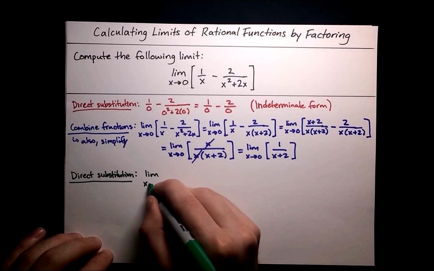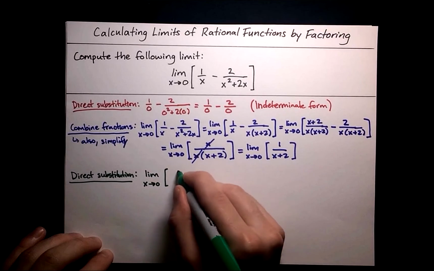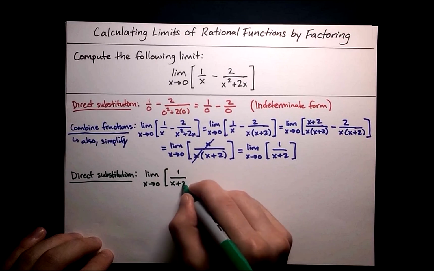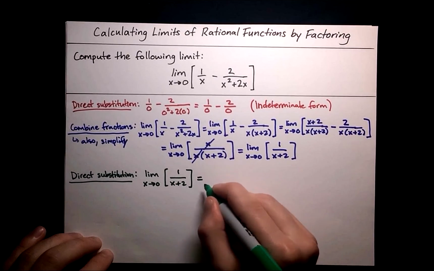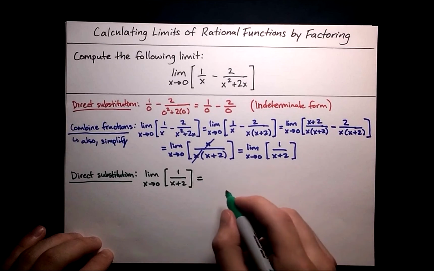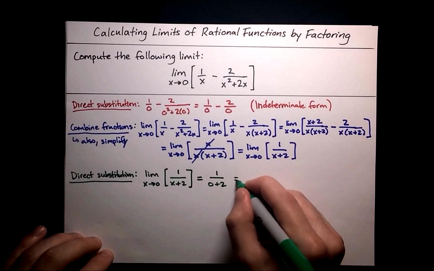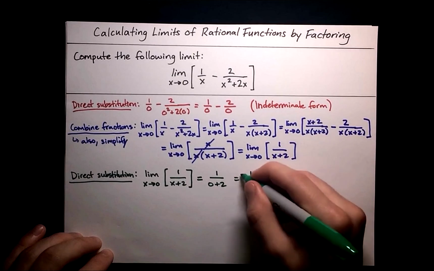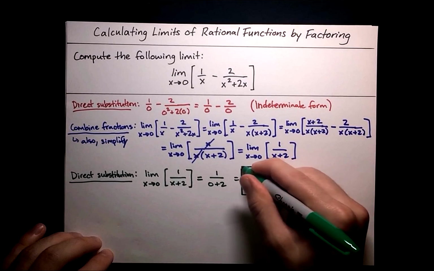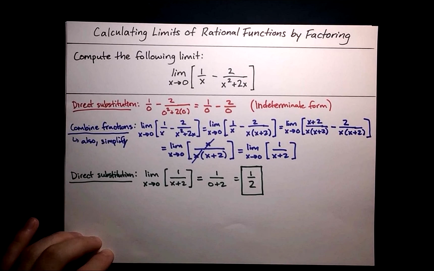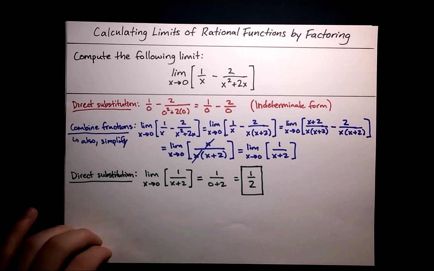So the limit as x approaches 0 of 1 over x plus 2, and we substitute in 0 for x there. That's equal to 1 over 0 plus 2, which is just 1 over 2, a half. So there we go. We've got a nice, sensible result. All we did was simplify the limit a little bit. We didn't change its actual value, so 1/2 is indeed the value of the limit.